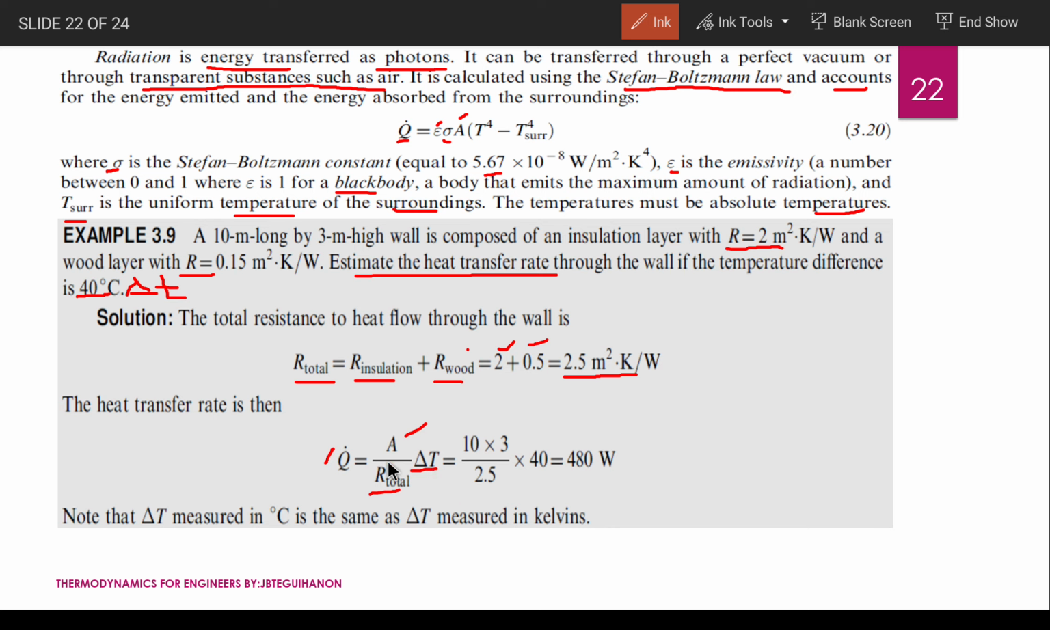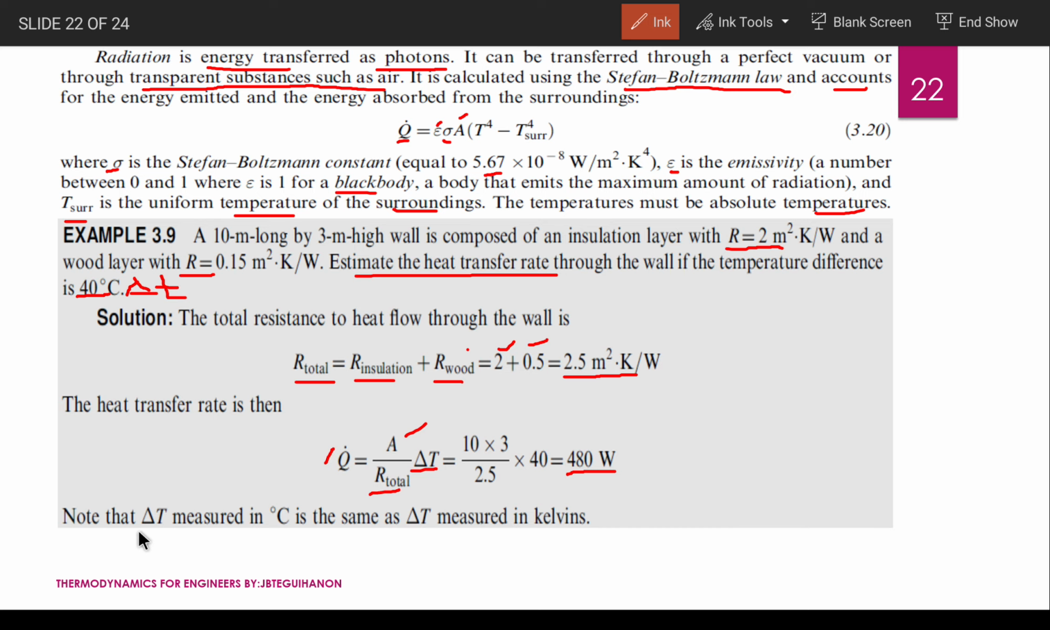Mayroon kang area? Yes, given. 10 times 3. Plug in the value. Okay, 10 times 3 ba? Yes. 10 times 3. Divide by what? R total. Kasusolve lang natin. 2.5 times what? Delta T. Given na yun. Perform numerical calculation. You will have 480 watts.